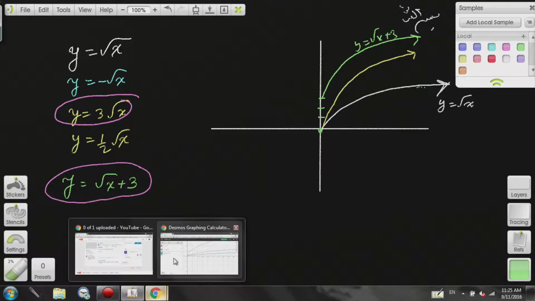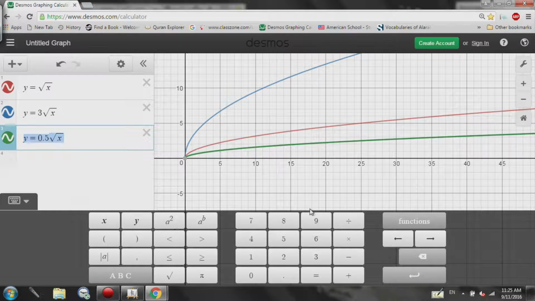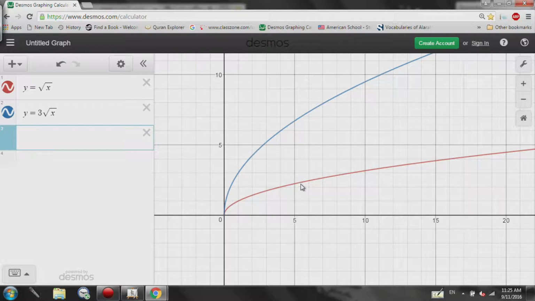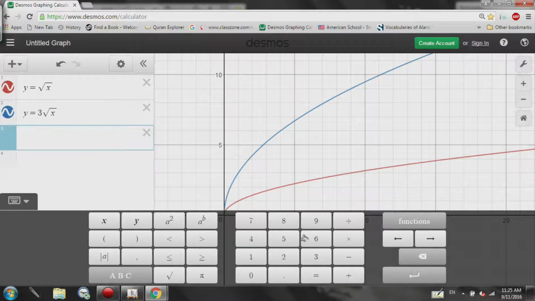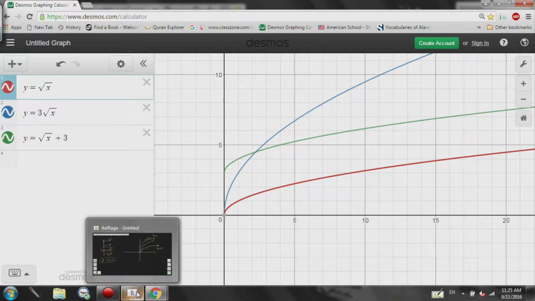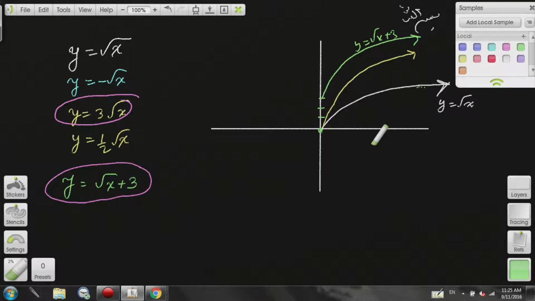You understand? So let's see. That's the original function. So this is y equals square root of x. This is y equals 3 square root of x. And let's compare that to y equals square root of x plus 3. See the green function and the red function? This is the parent function, and if you just move the whole thing up by 3, you get that. Compare that to this one. They're very different in behavior. Okay? So now look at what we have learned.